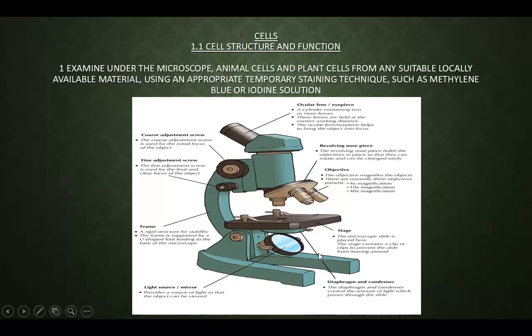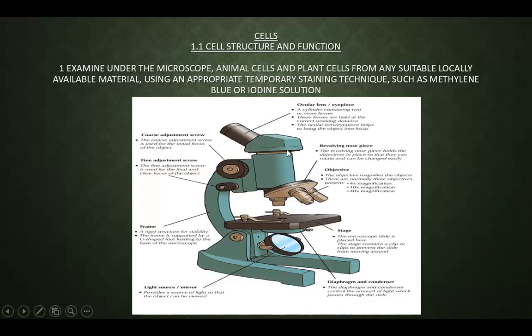And then after the base, the thing that you'll see is this. This is the frame, or this is also known as the arm of the microscope. This helps us to hold the microscope, and it is also important to provide stability to the overall structure of the microscope, right? So this is known as the arm or the frame.